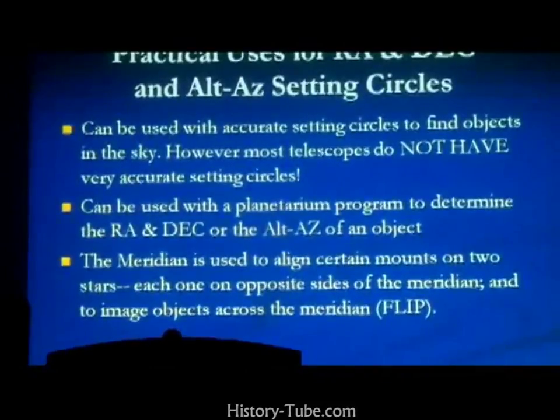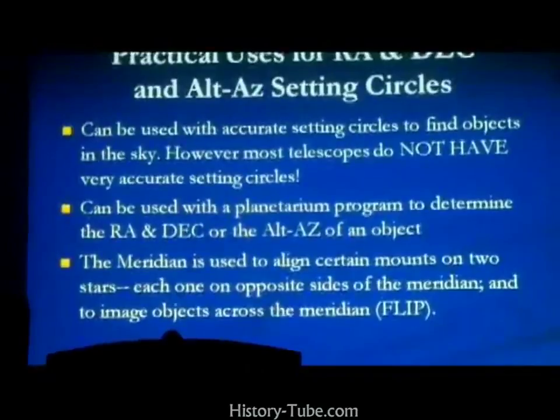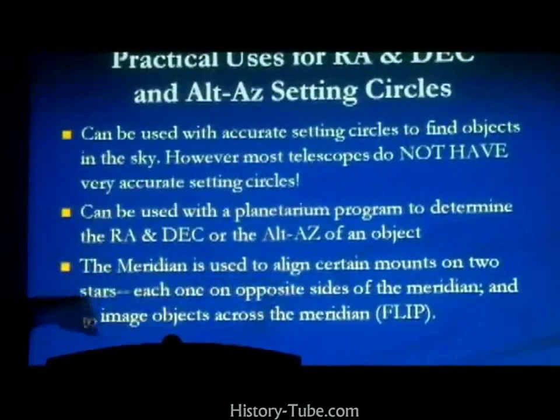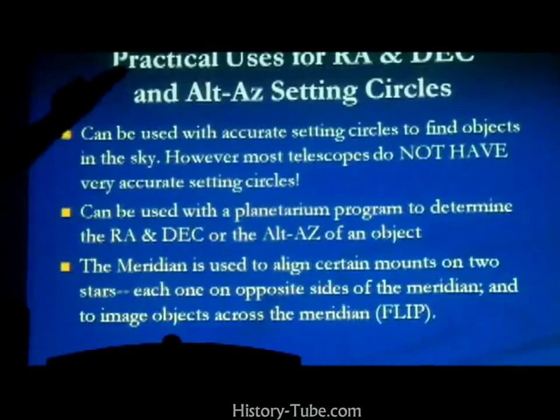Okay. Also, if you've got a computerized telescope, one that automatically finds objects for you, what we call go-to telescopes, and then tracks them in the sky, or even if you have a digital push-to telescope, the meridian is used to align certain mounts on two stars, each one on opposite sides of the meridian, and image objects across the meridian. That's like the flip that we talked about earlier. So if you have a go-to telescope and you want to do a two-star alignment, it's best if you do them on either side of the meridian.